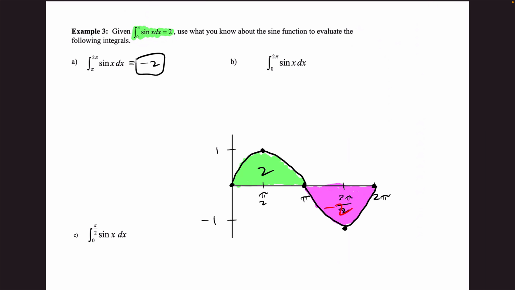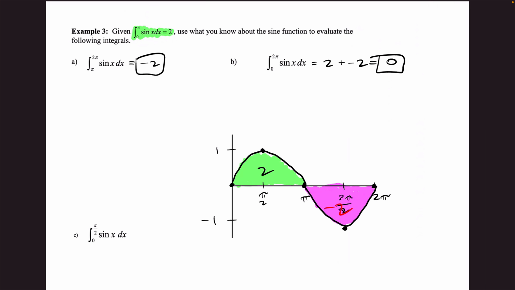What's the area of sine of x from 0 to 2 pi? 0, because I'm taking the green and I'm adding the pink, and they cancel each other out. So sometimes when you see an answer of 0, you think, oh, there's no area. No, they just cancel each other out. So 0 area doesn't mean there was no area. Okay, so don't get those confused.